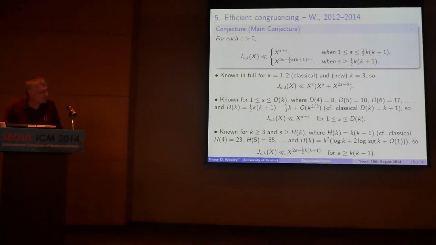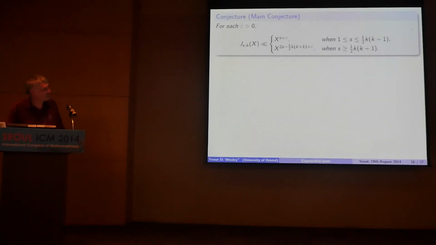And when k is large, you can work out explicitly what happens, of course, but all that you need is for s to be at least as big as k times k minus 1. So before, classically, k squared log k, and now just k times k minus 1. Okay, that's not a half k plus 1, but it's only a factor 2 away from that. So altogether that's really rather close to the conjectured estimates, and I can say a little more in that direction.